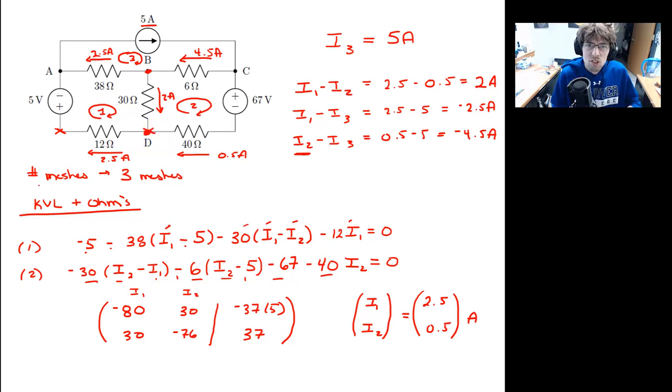So charge conservation, even though we didn't use Kirchhoff's current law explicitly, that charge conservation is still satisfied as we go through with our answer. Okay? We didn't actually employ KCL anywhere, but yet at the end of the day, KCL is being followed. Pretty cool.